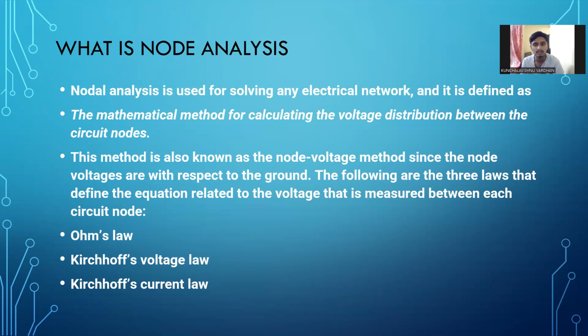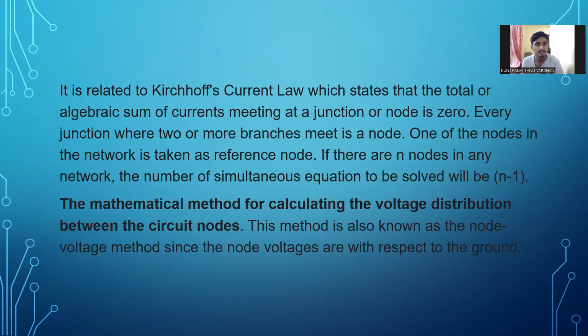The following are the three laws that define the equations related to voltage measured between each circuit node: Ohm's law, Kirchhoff voltage law, and Kirchhoff current law. It is related to Kirchhoff current law, which states that the total or algebraic sum of currents meeting at a junction or node is zero. Every junction where two or more branches meet is a node.